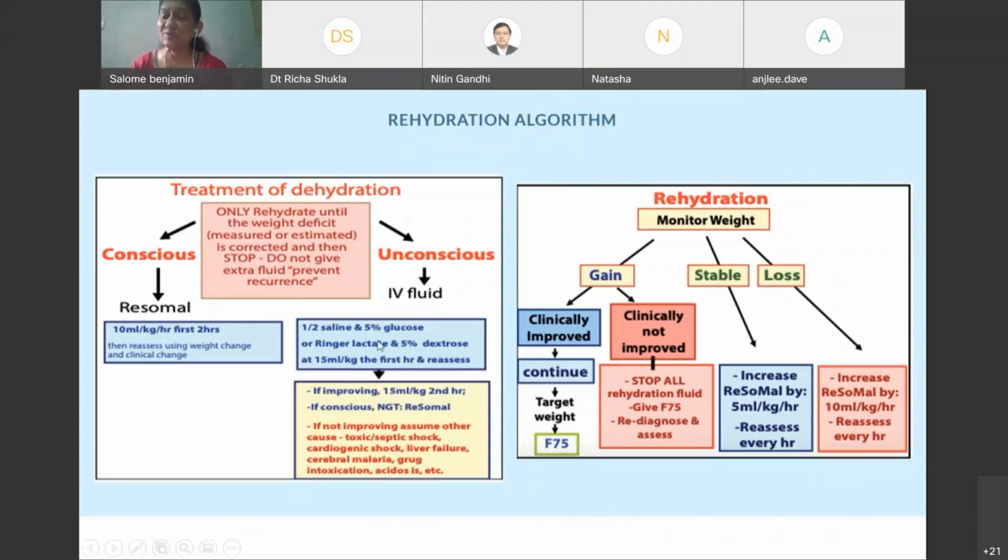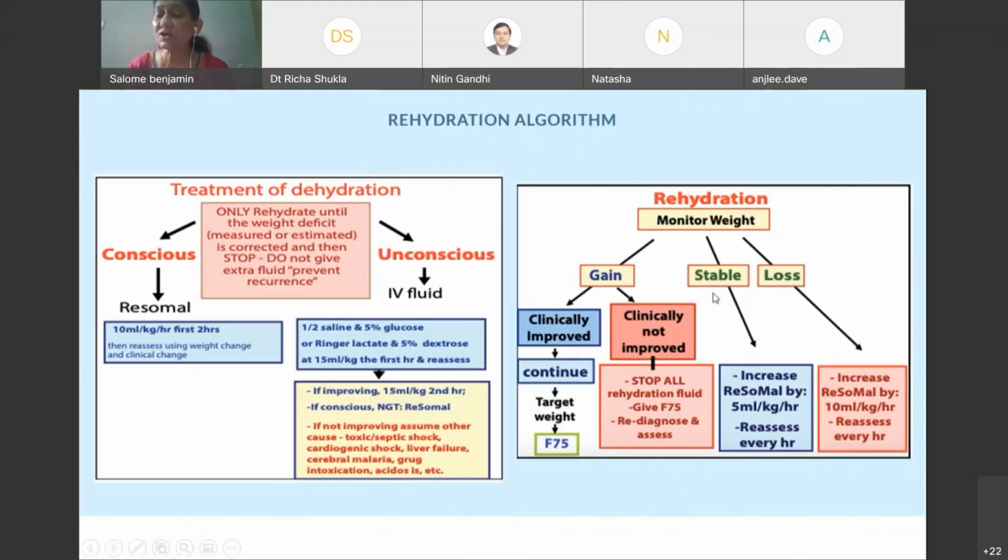So everybody should be knowledgeable about this, and then you will start rehydration with monitoring weight. If there is weight gain and clinical improvement, you will continue to the target weight, and you will start F75. If it is not improved, then you will stop all rehydration and give only F75, because you do not know how much volume is given. So this will be 100 ml of F75, okay. The F75 and F100 formulas are commercially available. You can also prepare them in your NRC center.